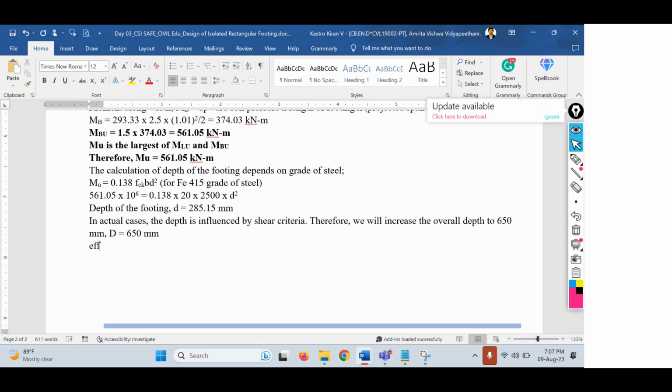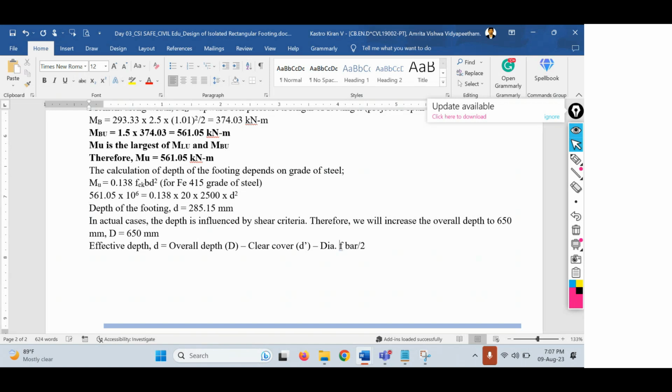So from this, we can calculate the effective depth. Effective depth, small d, equals the overall depth, that is capital D, minus clear cover. Let me call this clear cover D dash, minus diameter of bar divided by 2.